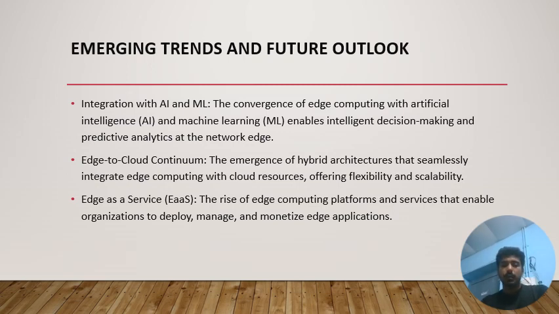Integration with AI and ML. The convergence of edge computing with artificial intelligence and machine learning enables intelligent decision making and predictive analytics at the network edge. The second one is the edge-to-cloud continuum. The emergence of hybrid architectures that seamlessly integrate edge computing with cloud resources, offering flexibility and scalability. And the third one is edge as a service. The rise of edge computing platforms and services that enable organizations to deploy, manage, and monetize edge applications.